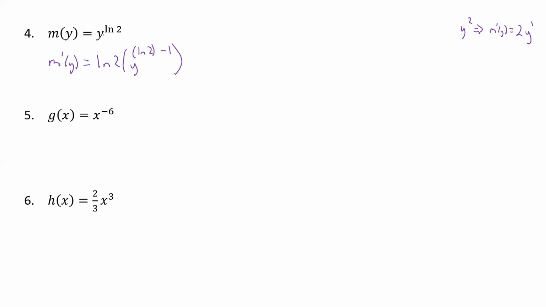Okay, and again, we have to think about what is that? Well, that's just a number. ln of 2 is a number. And so then we bring it down front and then we subtract 1 off of it.